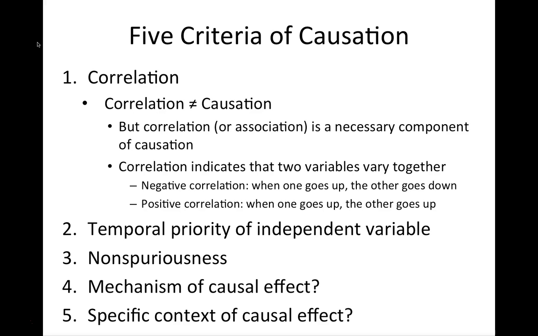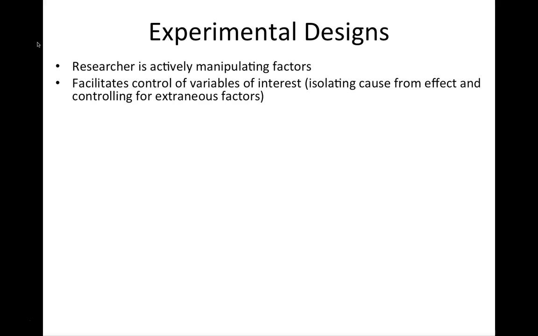And so experimental designs involve the researcher actively manipulating factors, manipulating our independent variables. And this facilitates control of our variables of interest, so we can isolate cause from effect and control for those extraneous factors that may be creating spurious results for us.